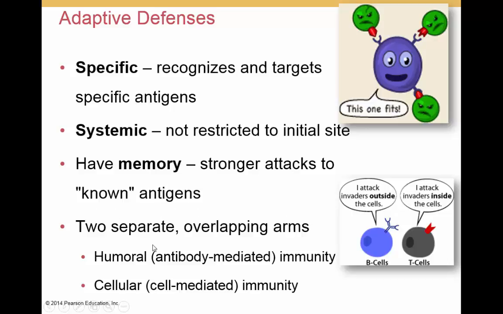There are two separate overlapping arms I mentioned in the adaptive defenses. You have your humoral B cells, which are antibody mediated, and you also have cellular or cell mediated immunity. And these are the T cells that are going to attack our cells themselves. Okay, what's going on inside them compared to what's going outside of your cells. So in the interstitial fluid, blood, things of that nature.